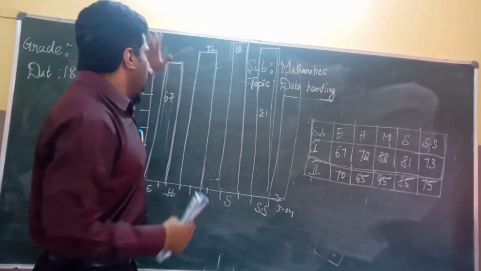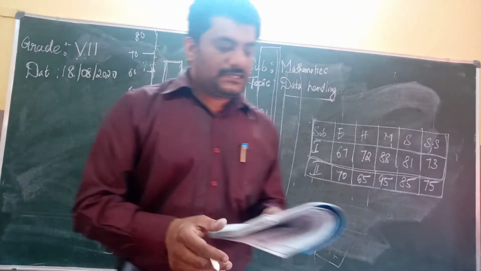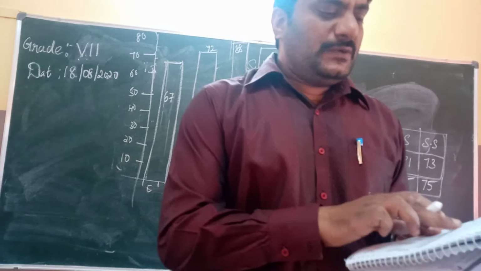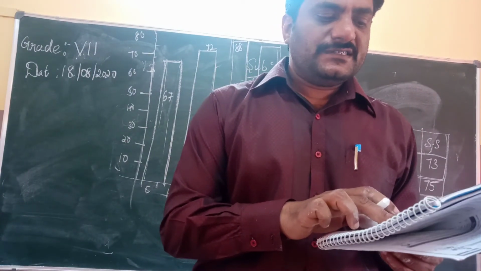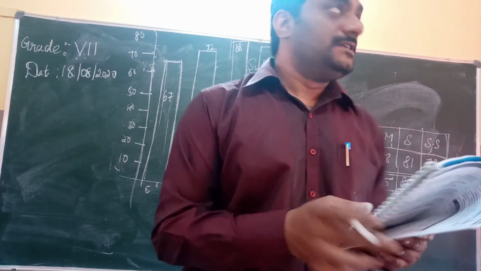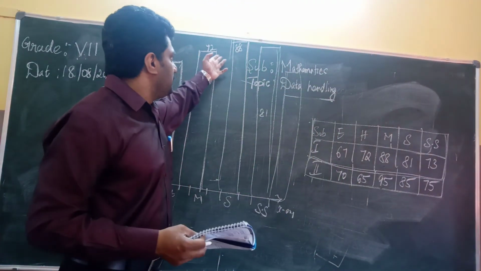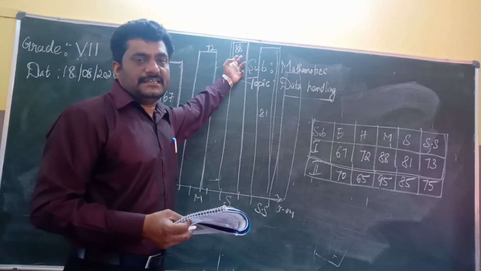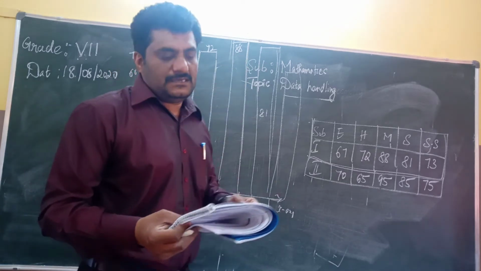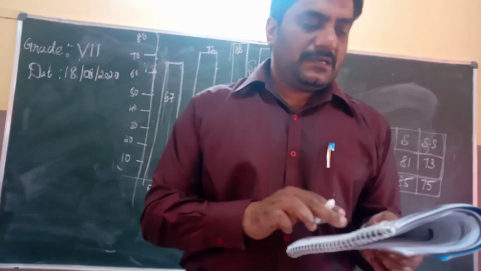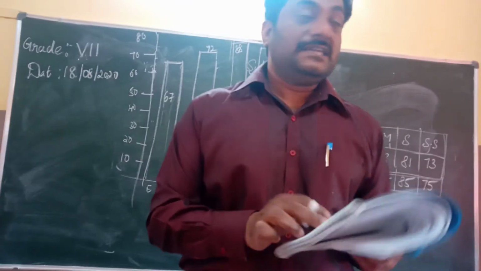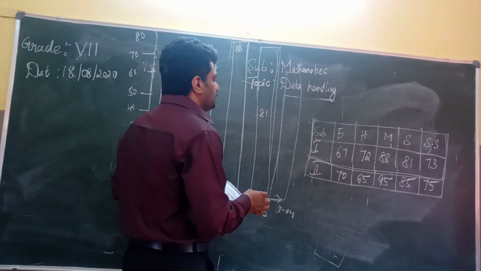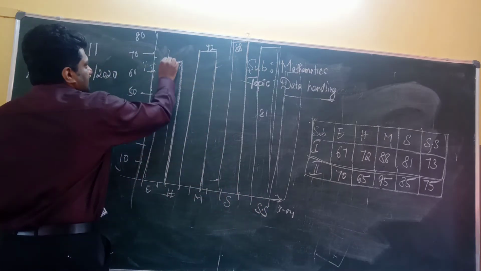Now this is the representation. The question here is, in which subject has the child improved his performance most? That means what is the highest we have here? 88. This is the answer for the first one. The second one, in which subject has he improved the least? That means the lowest marks. Which is the lowest marks here? English. This is the least.